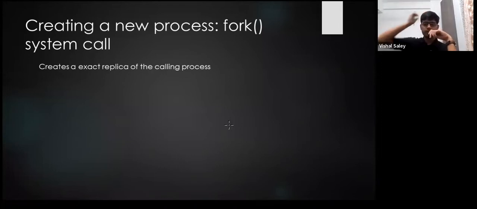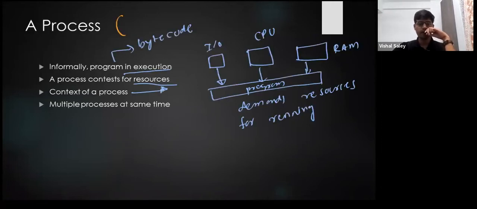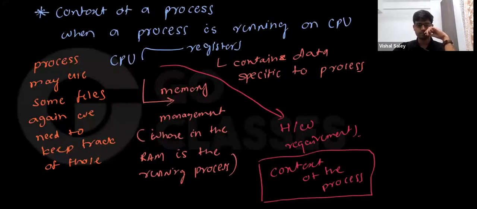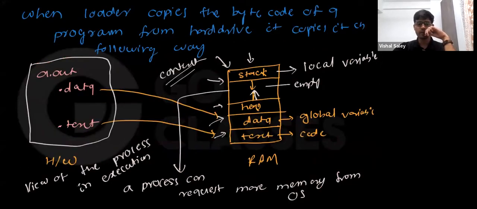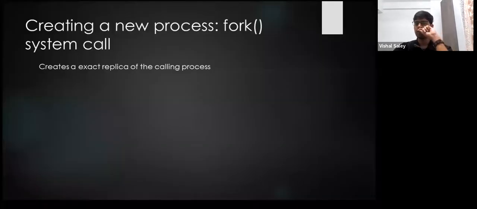Okay, now, so we saw that when we wanted to create a new process, the user asked the operating system to create it via a system call. So that system call is a fork system call.